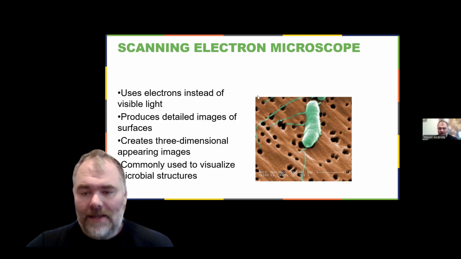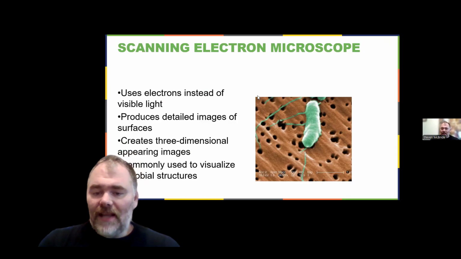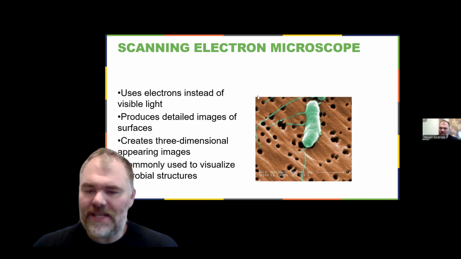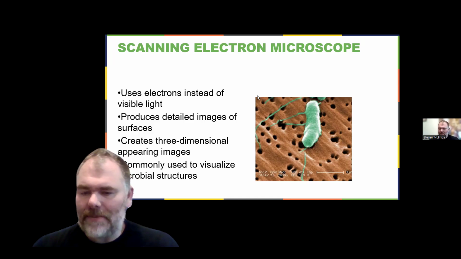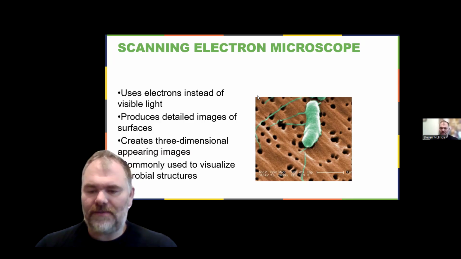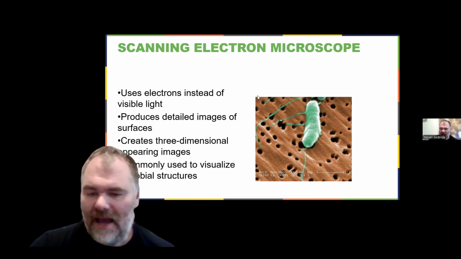Scanning electron microscopy, or SEM, also uses electrons instead of visible light, but unlike TEM, SEM scans the surface of a specimen rather than passing electrons through it. As electrons interact with the surface, they produce signals that create highly detailed images with a three-dimensional appearance. This makes SEM especially useful for studying microbial surfaces, biofilms, pili, and flagella.